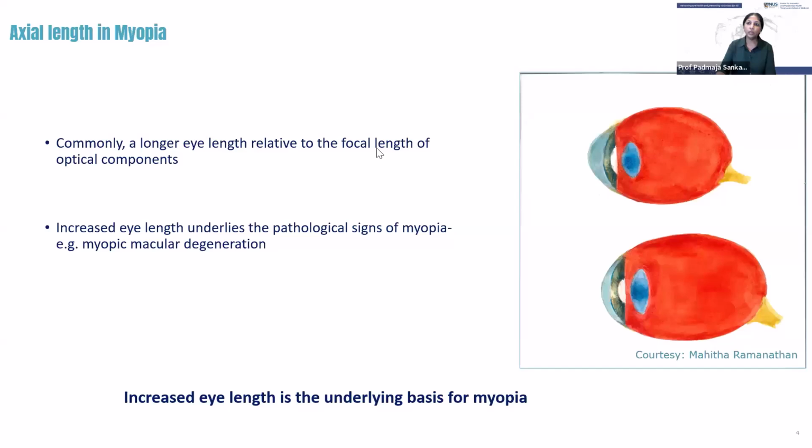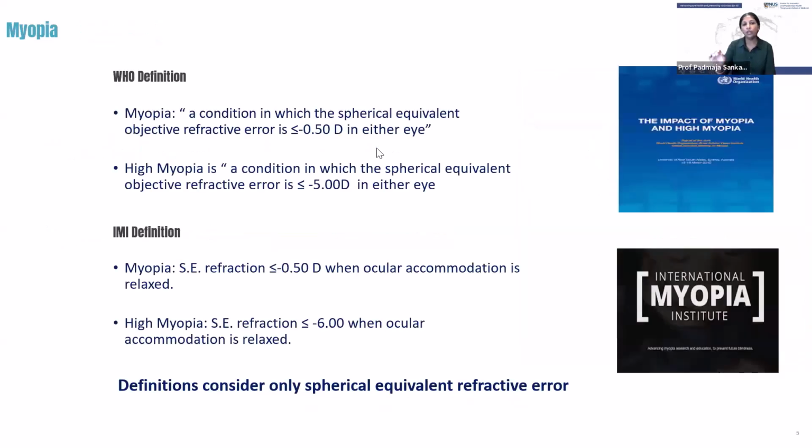Firstly, looking at axial length values, we all know that when we talk about myopia, we are talking about an eye length that is longer than normal relative to the focal length of the optical components of the eye. And we know that an increased eye length underlies the pathological signs of myopia that we see, for example, myopic macular degeneration. However, when we look at the definitions with respect to myopia, and here I've put in the definitions from the two peak bodies, WHO and IMI, we can see that myopia has been defined with respect to spherical equivalent refractive error. There's a small difference when it comes to the definition of high myopia, but again, spherical equivalent refractive error is the focus.